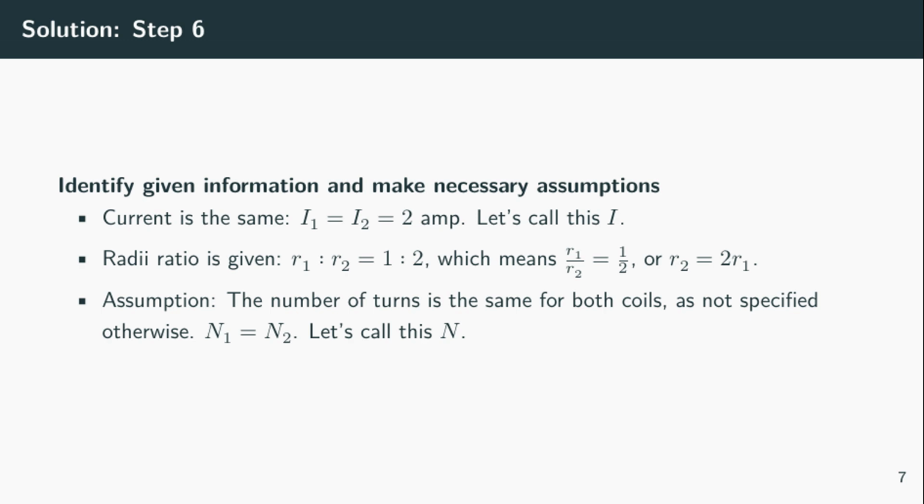This means R1 over R2 is equal to 1 over 2, or we can say R2 is equal to 2 times R1. Finally, the problem doesn't say anything about the number of turns. So we'll assume the number of turns is the same for both coils. N1 equals N2. We'll just call this N.